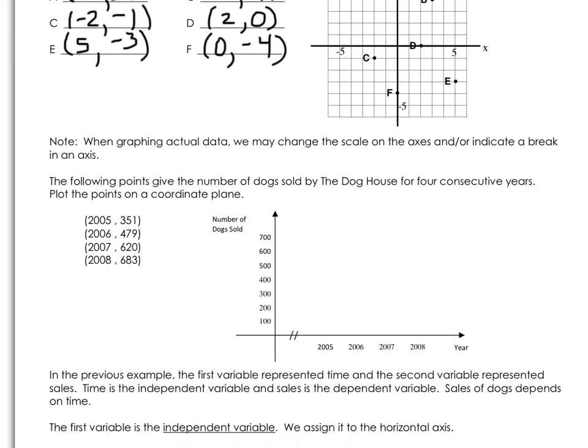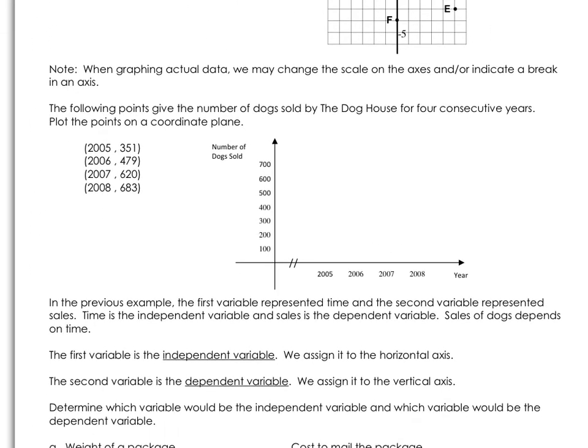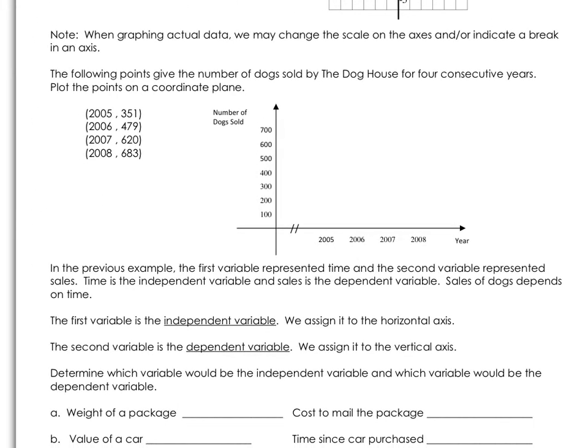Notice when graphing actual data, we may change the scale on the axes and/or indicate a break in an axis. The following points give the number of dogs sold by the doghouse for 4 consecutive years. Plot the points on a coordinate plane.